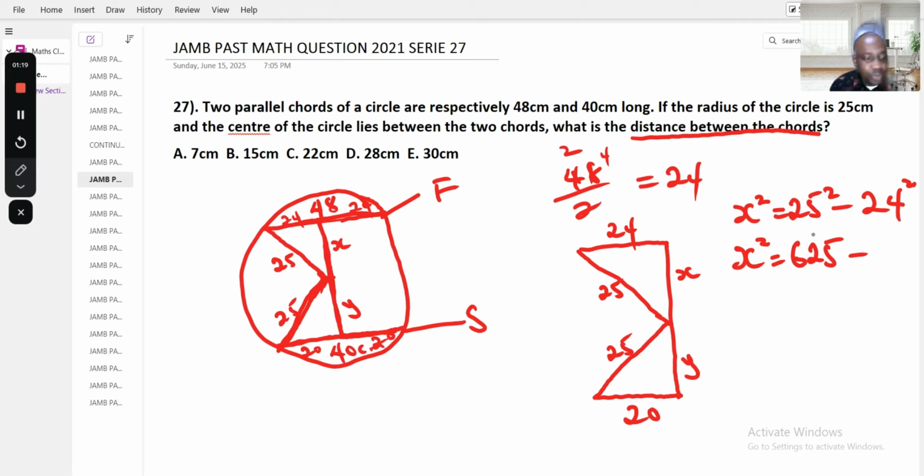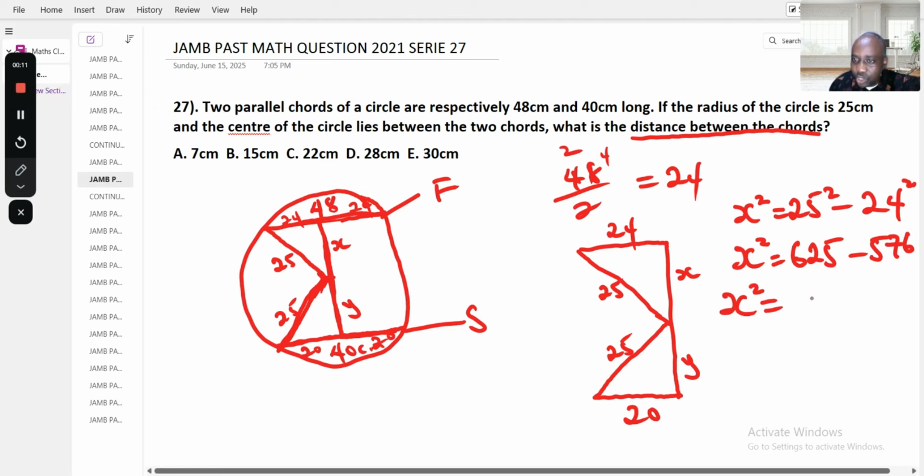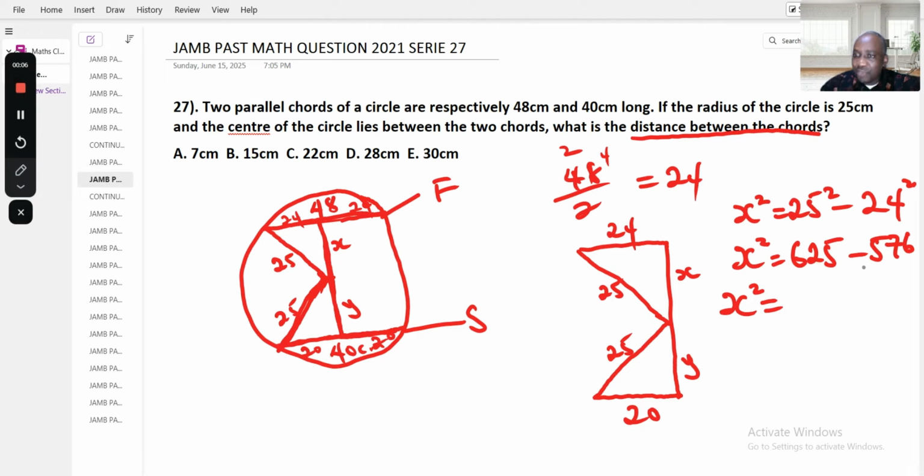It's going to give us 576. Therefore, x raised power 2 equals to 625 minus 576. What is it going to give us? It's going to give us 49. Now when you drop the square root on that 49, what is the square root of 49? It is 7, isn't it?